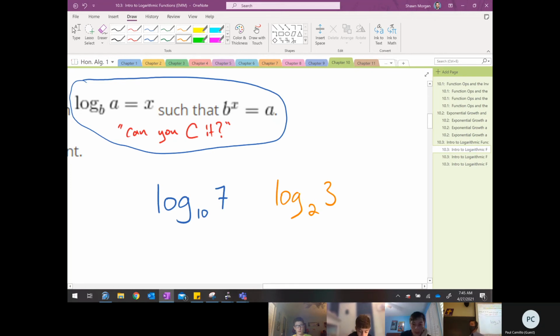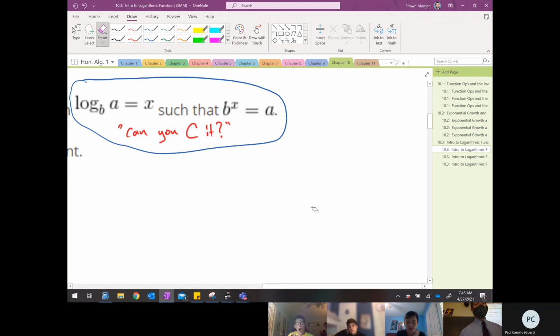How do I read that, Drew Benton, in orange? Log base 2 of 3. So class, what is the base? And what is the argument? 3. Good. We're taking the log of 3. What kind of log are we taking? We're taking log base 2. All right, good. As far as reading is concerned, you guys can read these pretty well.